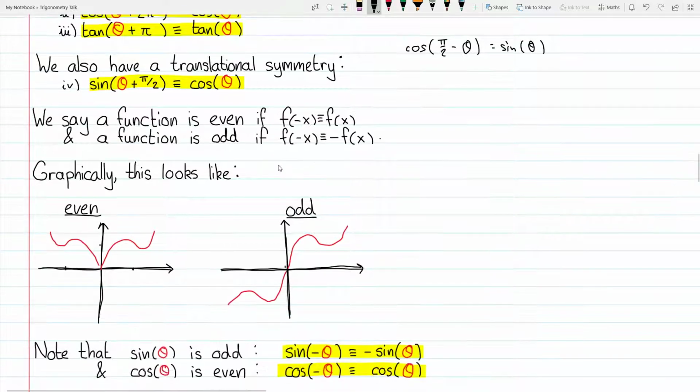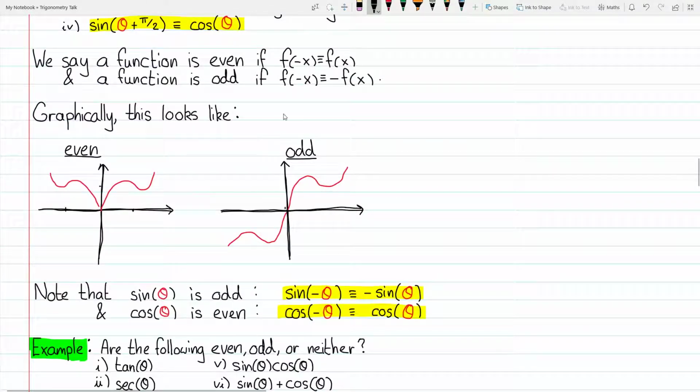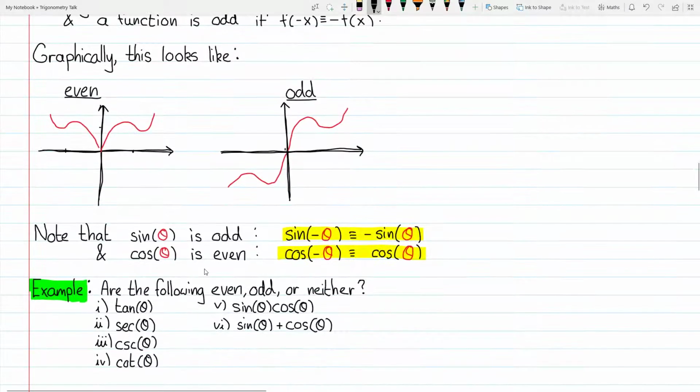But as we notice now down here, we say a function is even if you negate the input, it stays the same, and a function is odd if you negate the input and it changes sign. So this is what it looks like graphically. If it's even, it reflects over the y-axis. If it's odd, it reflects over the y-axis, but then reflects over the x-axis. And we notice that sine is odd, so this identity holds, and cosine is even.